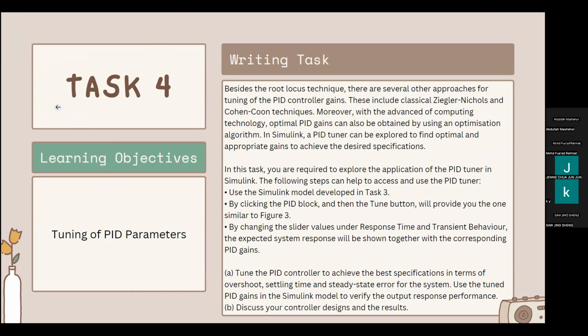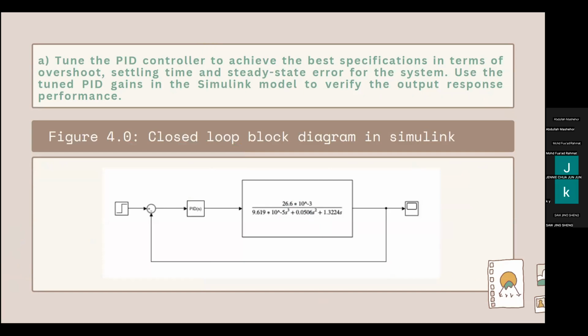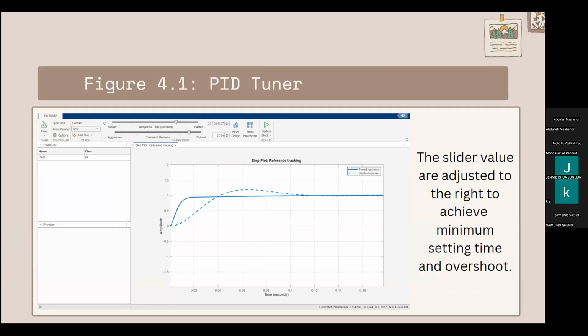So the next slide. Initially, we did our block diagram that has been constructed in Simulink. Once we select the tune method, we will change the parameter for the PID block, and the block window will appear as shown in figure 4.1.